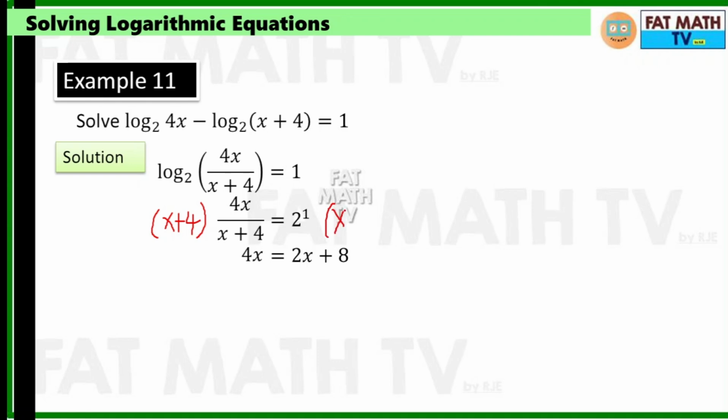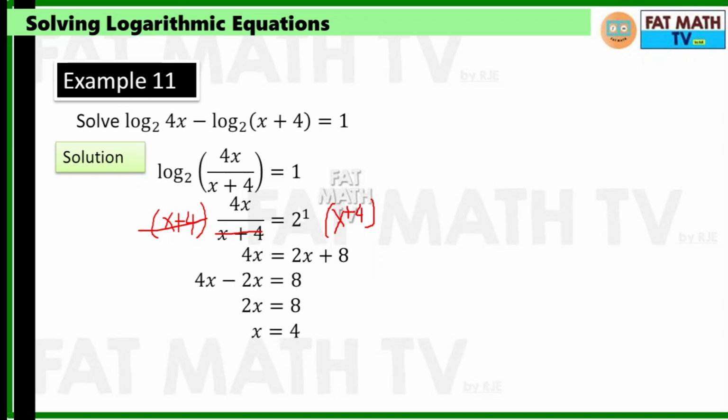Multiply this by x plus 4 so that the x plus 4 will cancel. Or you can simply say you cross multiply. You multiply x plus 4 by 2, you will get 2x plus 8. And then put 2x to the left side, you will have 4x minus 2x equals 8. 4x minus 2x equals 2x equals 8. Divide both sides by 2, you will get x equals 4.